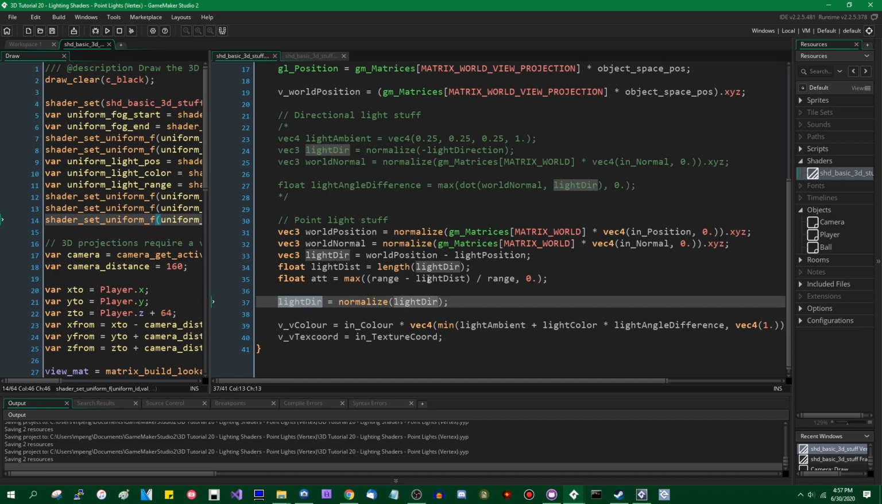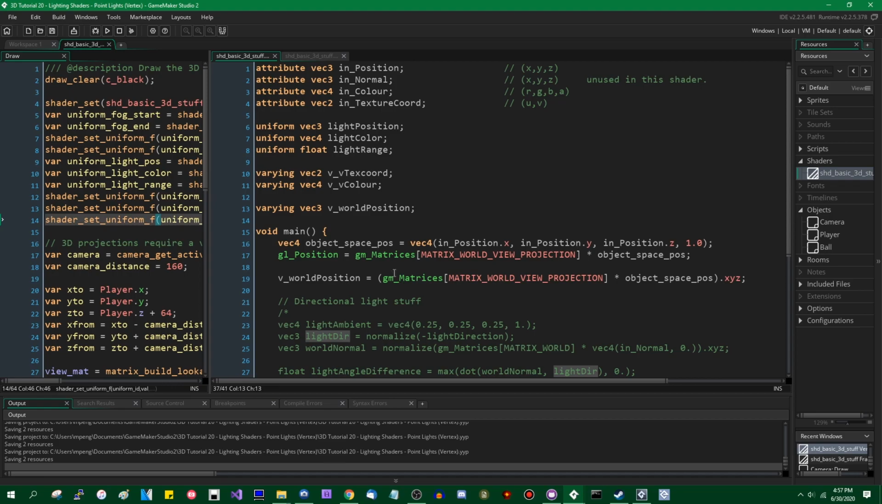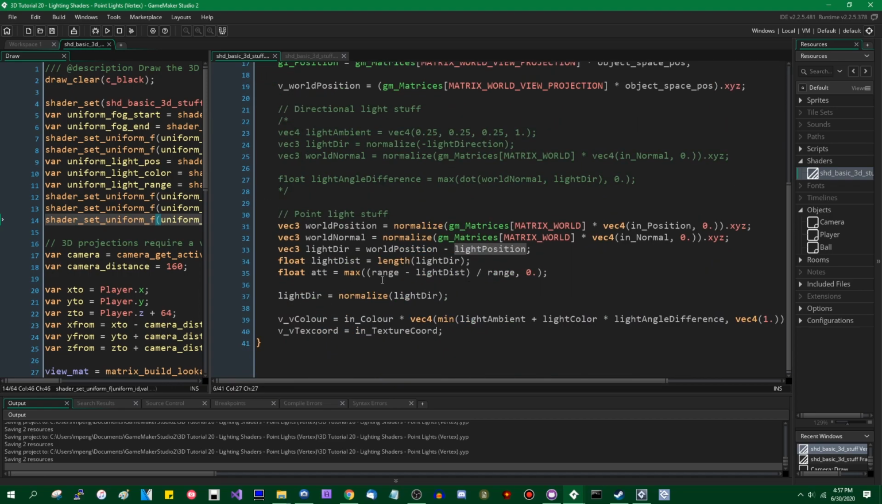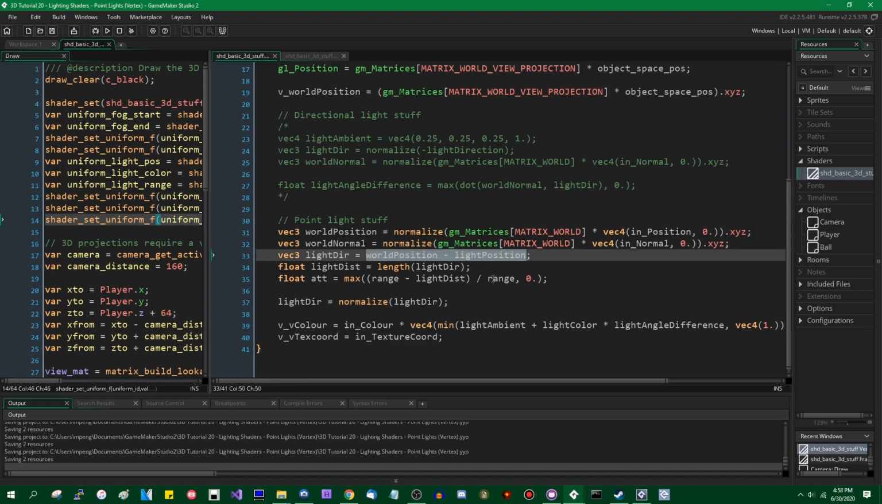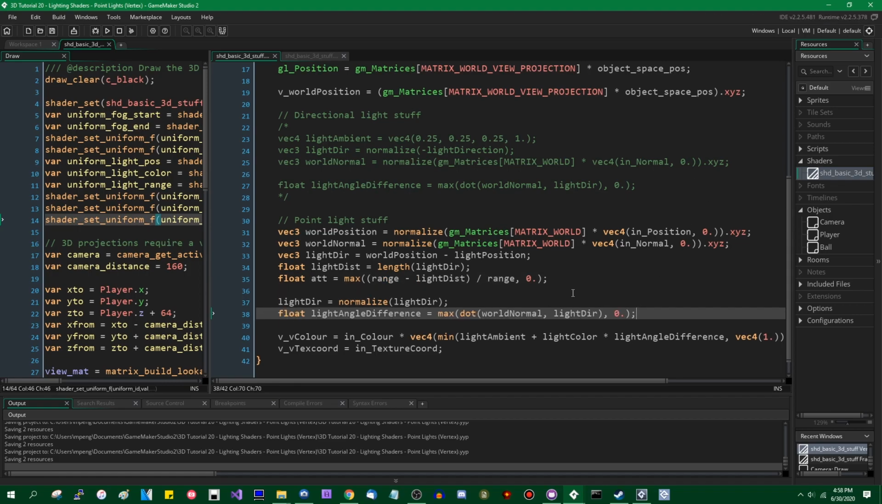instead of using a uniform for the light direction, because there now is no uniform representing light direction, we will simply normalize ourselves. So, converting the difference between the world position of the vertex and the light position to a value between 0 and 1. Next, as I said, the light angle difference found with the dot product is still going to be relevant. It's going to be exactly the same as it was in the directional light calculation.